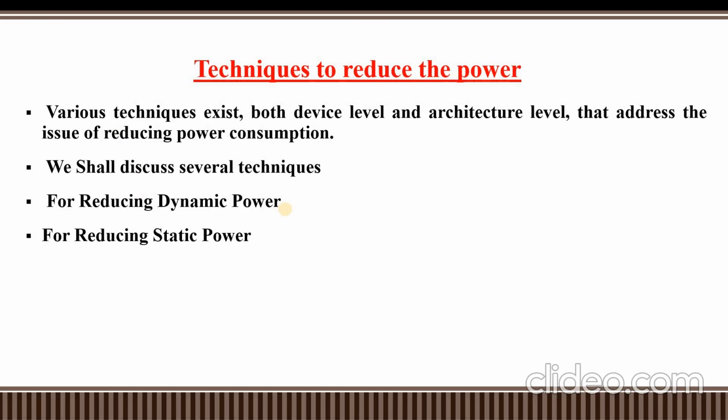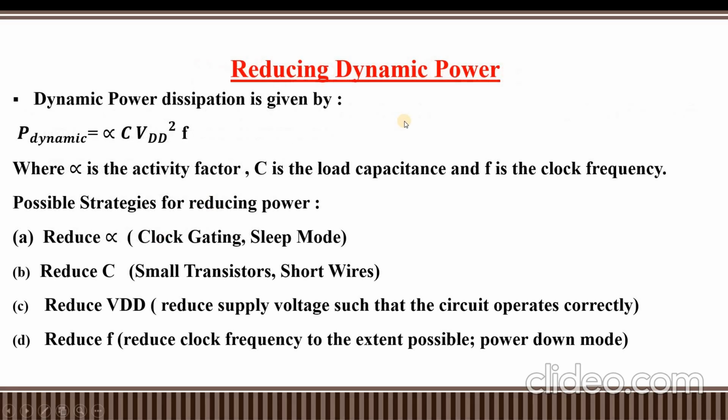The second part of our discussion is techniques to reduce the power, or design methodologies to reduce the power. Various techniques exist at both the device level and architecture level. We shall discuss techniques for reducing dynamic power and for reducing static power. First, dynamic power reducing techniques. We have switching power dissipation, glitching power dissipation, and short circuit power dissipation, and we can say that dynamic power is directly proportional to alpha C VDD square F.